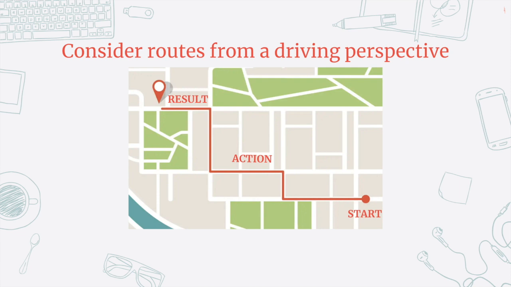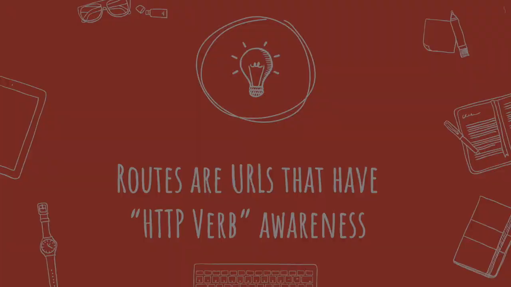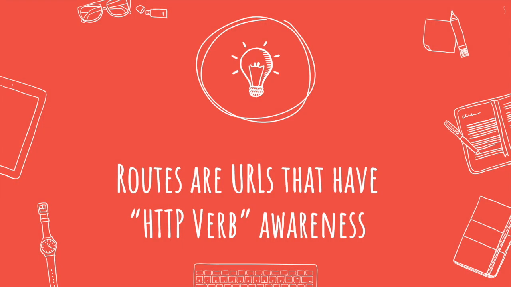And you'll get to a desired result or destination, such as visiting a page or submitting your form or deleting an email, for instance. All these are actions, and they are all connected to the request the user is sending to our application. All these requests will execute HTTP verbs like get, post, and delete. And in Rails, routes are URLs that have HTTP verb awareness.